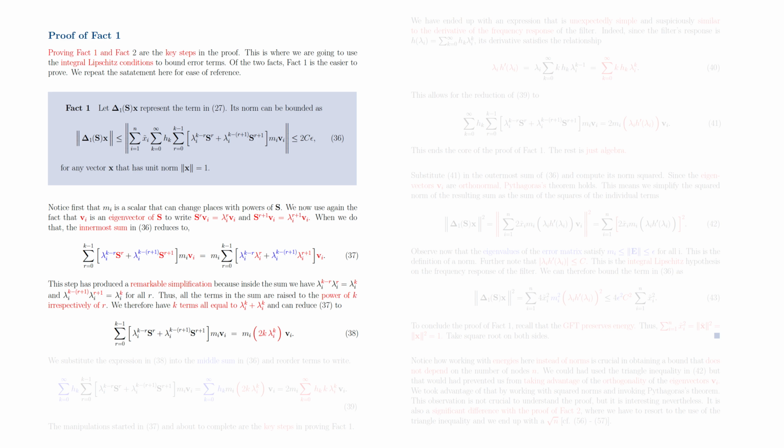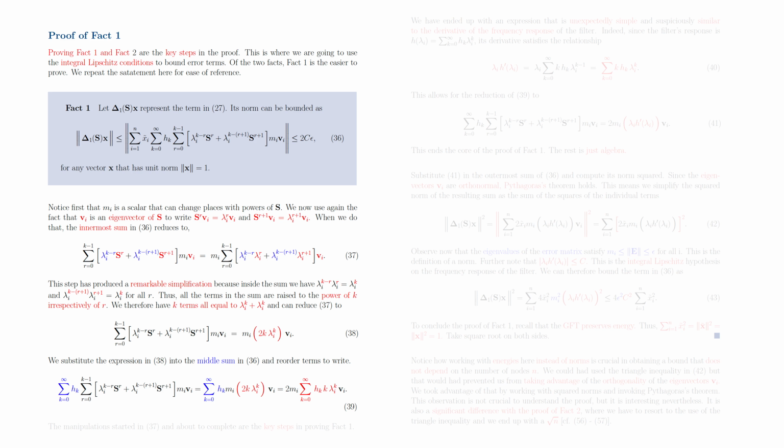Thus, all of the terms in the sum are raised to the same power, k, irrespectively of the index r. We therefore have a total of k terms, each of which is equal to lambda_i raised to the power of k plus lambda_i raised to the power of k. We can therefore reduce 37 to the simple expression in 38, where the sum is replaced by a factor of the form 2 times k times lambda_i to the power of k. This substitution is possible because, as we have explained, this is the value that the sum takes.